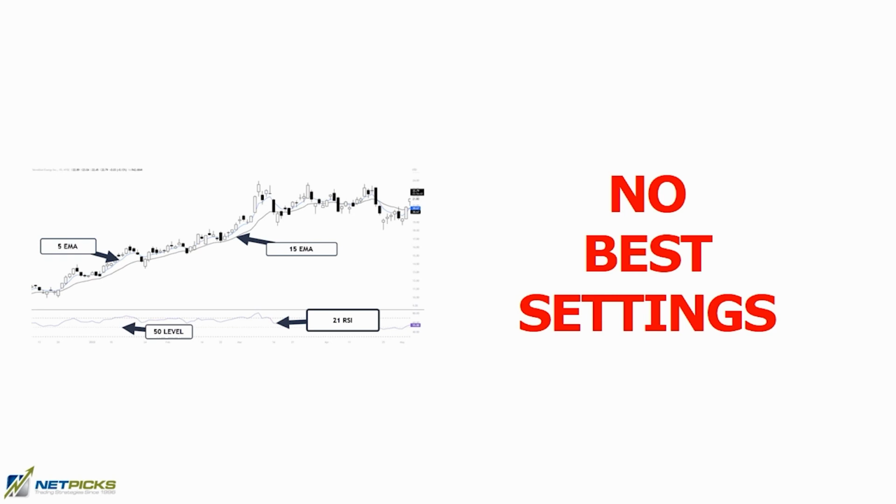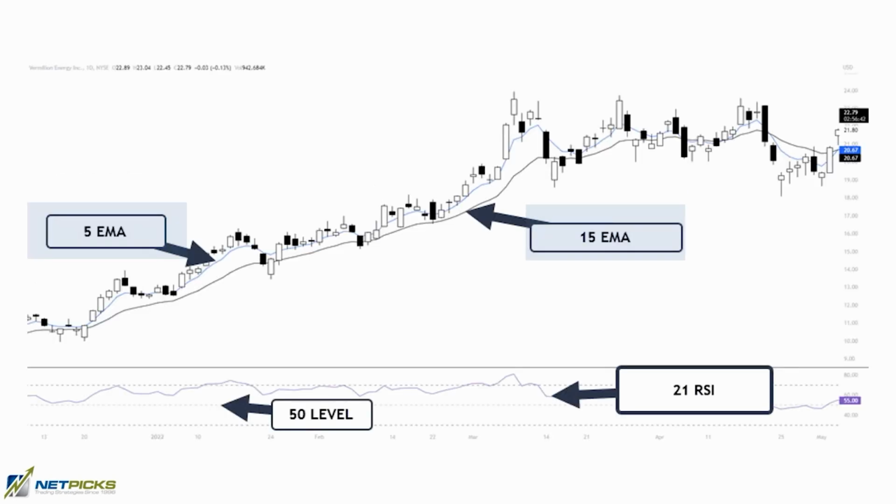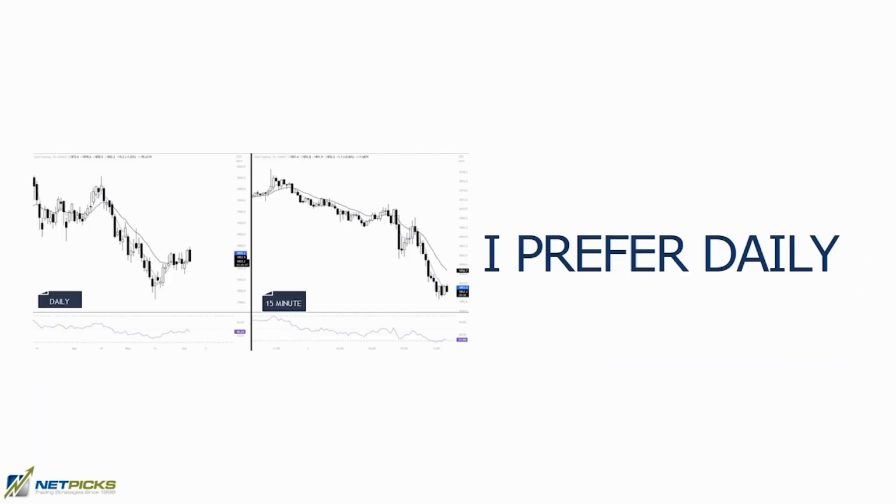Now, there are no best settings, but there are shorter and longer term settings. For our purposes, since we're looking for a trend change with momentum, we're going to use a 5-period EMA and a 15-period EMA, because we want to make sure that we're getting into a trade when momentum was strong enough to change the trend. The RSI is going to be set to 21 periods, and we're only going to use the 50 level as part of our trading conditions.